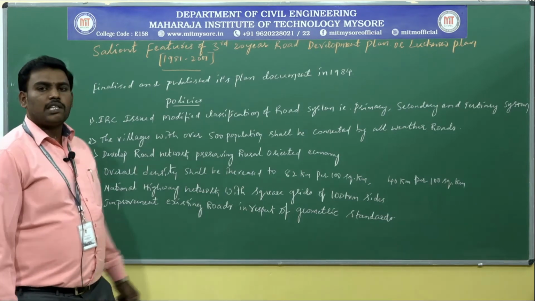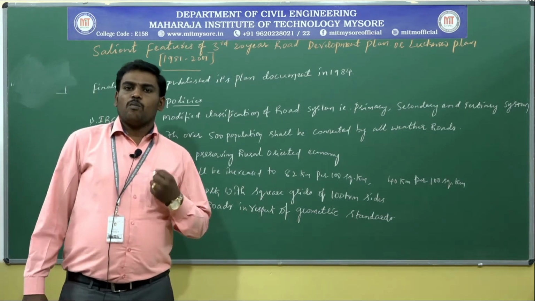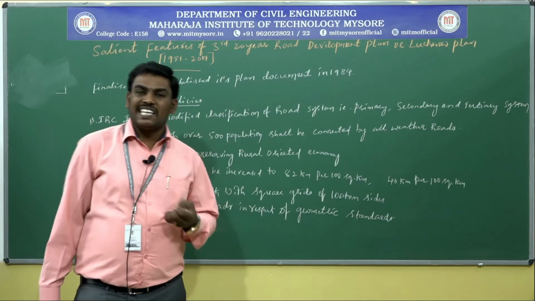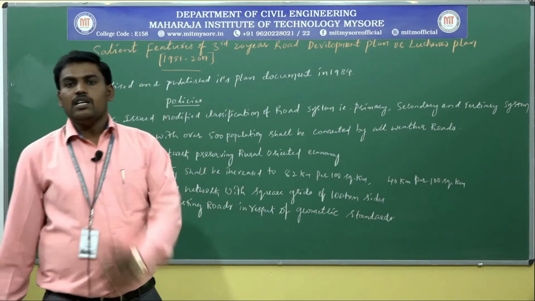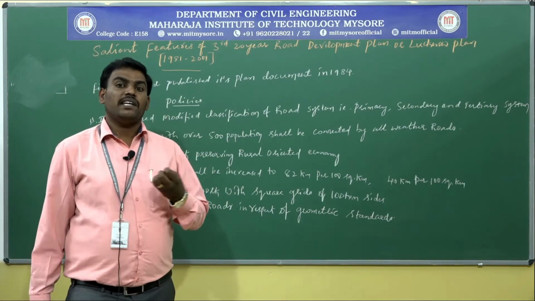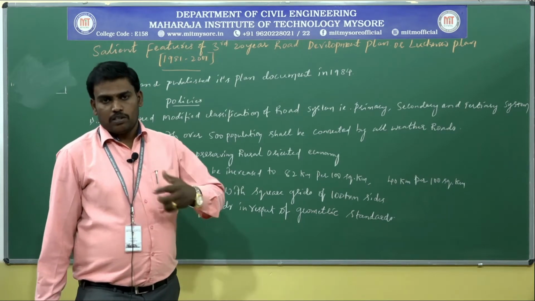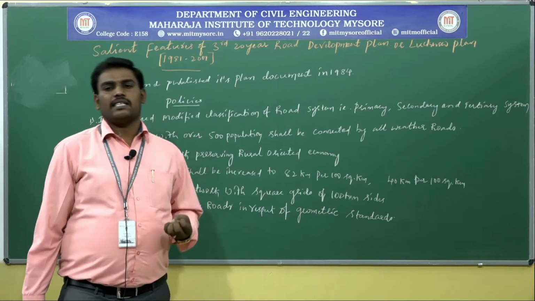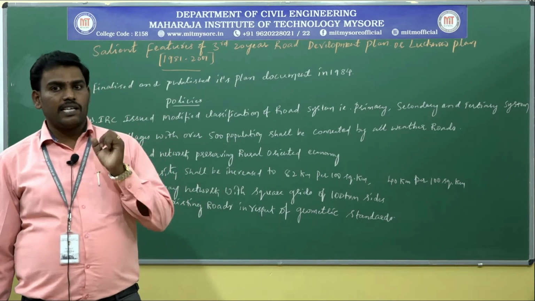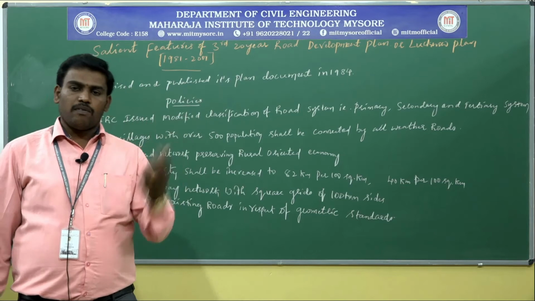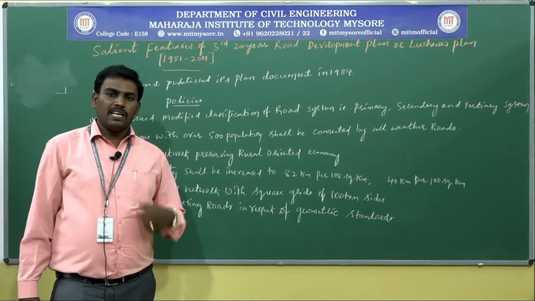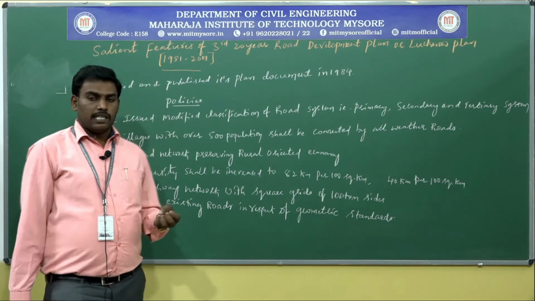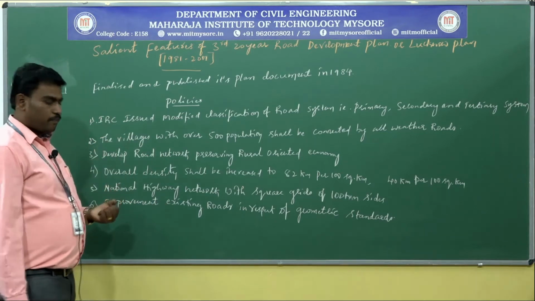The next, seventh one: more roads should be constructed in less industrialized areas so that the area could develop industrially. There should be more network or more roads constructed in the less industrialized areas so that those areas will be developed industrially. That is the seventh policy.